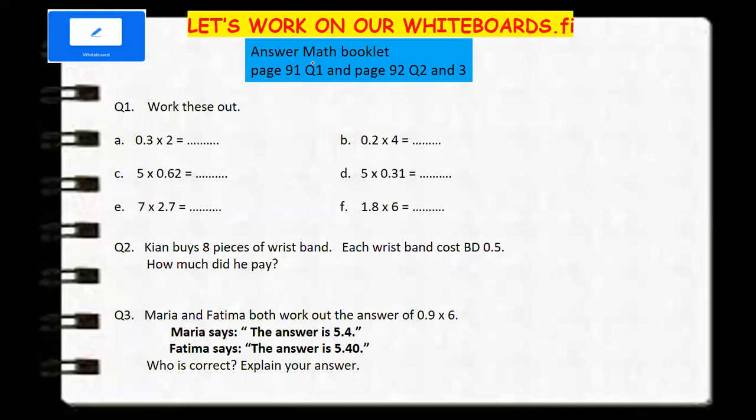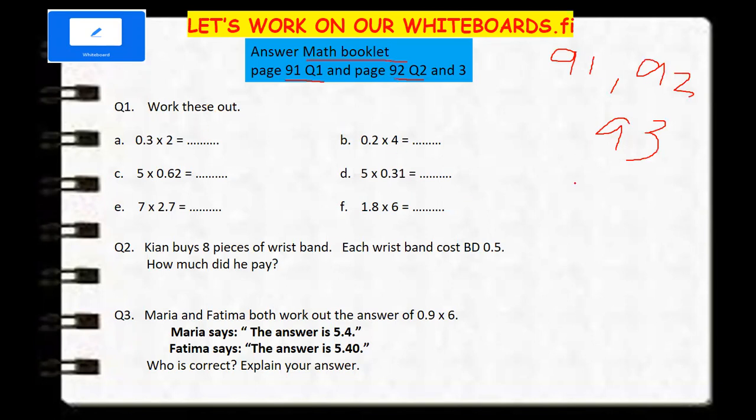Okay, I want you to answer your math booklet, page 91. Okay, question 1, page 92. I want you to do all pages 91, 92, 93. Okay, so you can solve it, pause your video, and answer. You can submit this anyway.